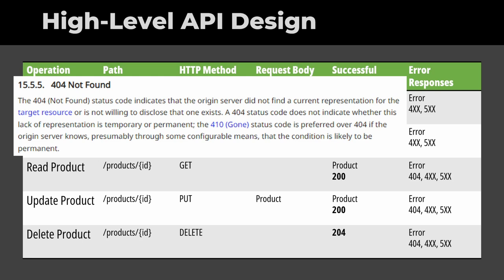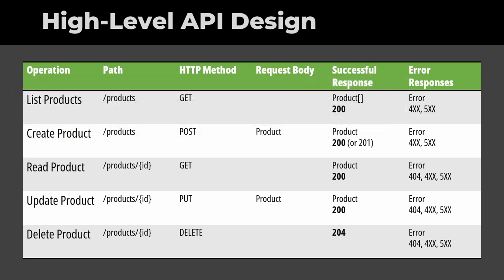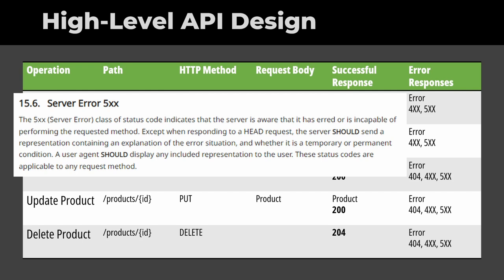It makes sense to have it for these operations because the client might give us an unknown identifier. We can also use 404 in multi-tenant systems to hide resources that belong to other users. 5XX is for errors on the server side. Usually these are unexpected, like a null pointer exception.